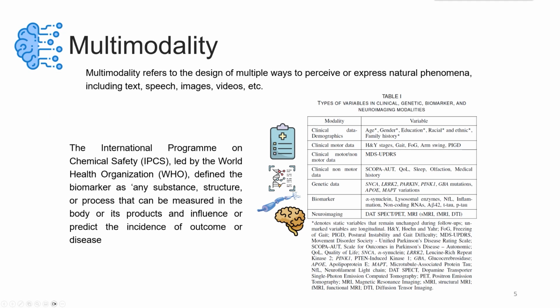Medical biomarkers can be categorized into imaging, molecular, biochemical, and cellular and tissue biomarkers based on different detection methods and applications. In this study, molecular biomarkers and biochemical biomarkers were referred to as biomarkers. We also present the most common clinical, genetic, biomarker, and neuroimaging variables in Table 1.